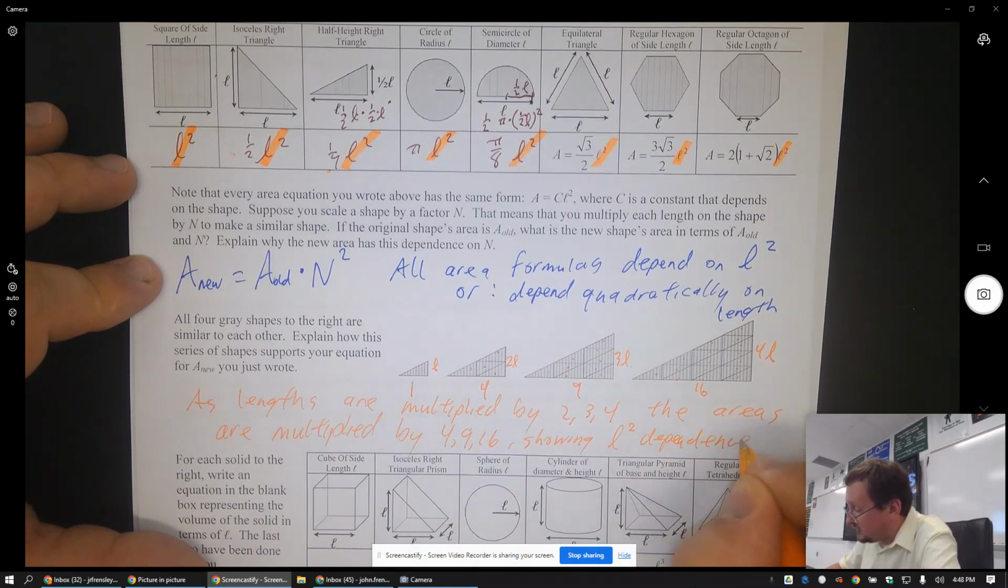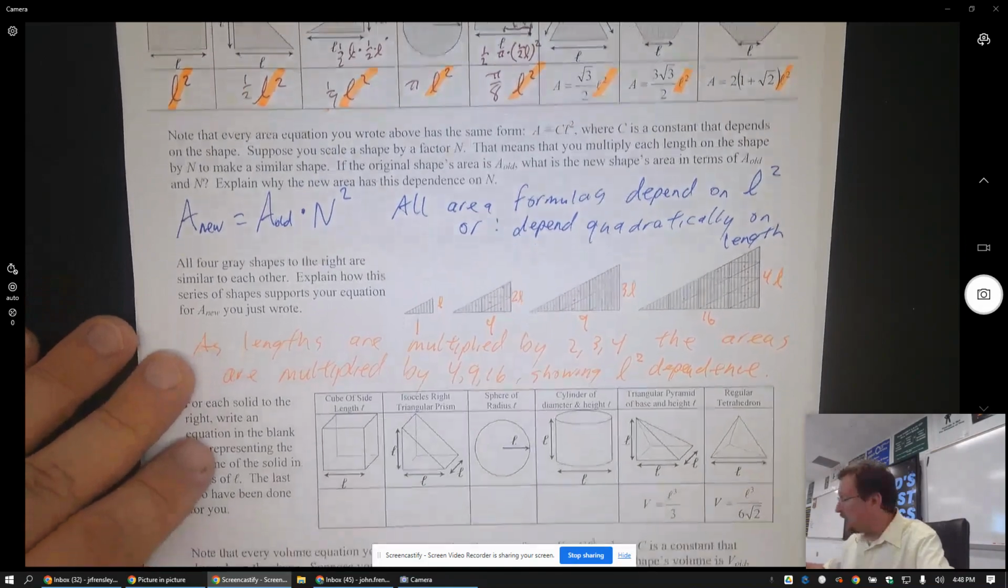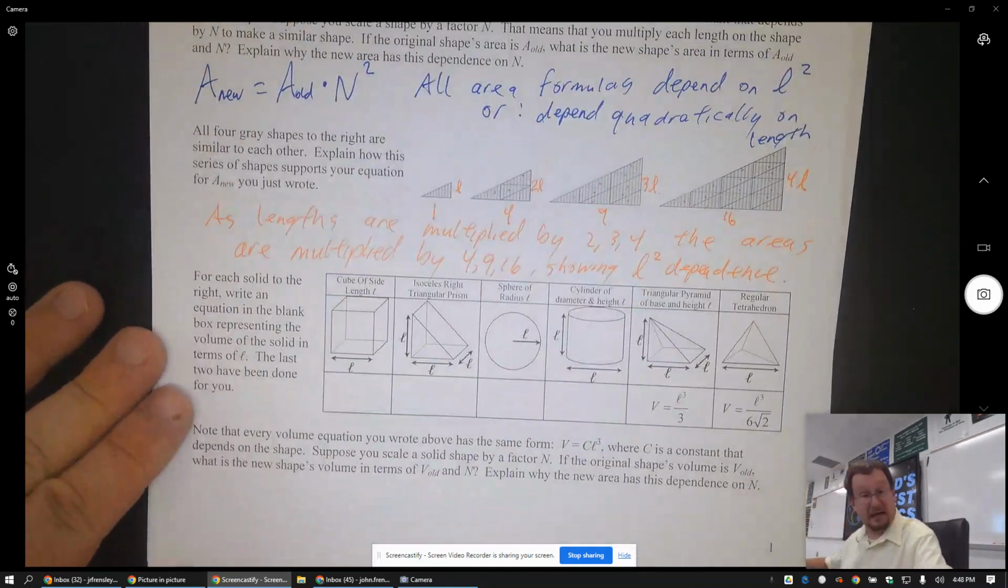So I want students to know that if you make a similar shape that's twice in every length, that's 4 times the area. If you make a similar shape that's 4 times in every length, that's 16 times the area. That's what I want students to know. They're going to need that in order to handle fluids, at least easily.